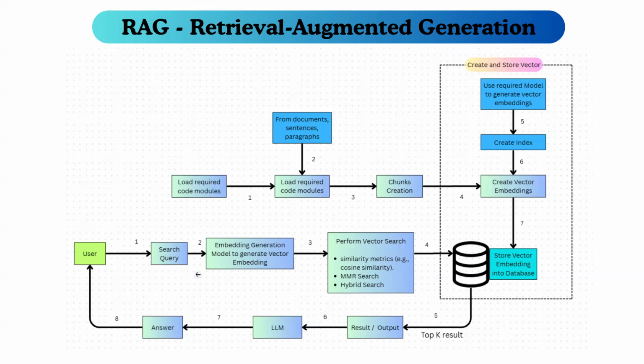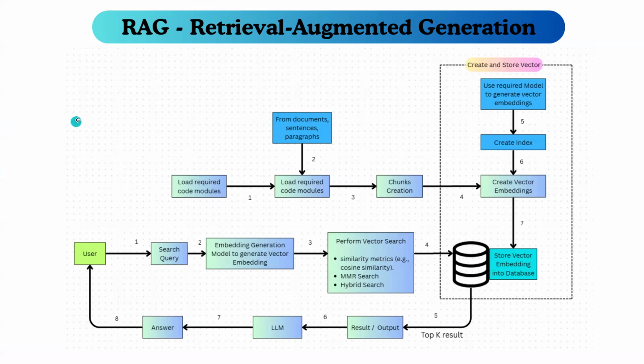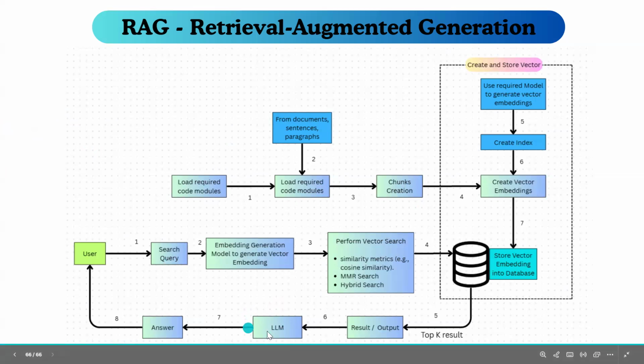Query vector with the stored vectors in the database to find the most similar or relevant pieces of information, usually return the top key results. Finally, large language models come into the picture to take these top results, understand the context, and generate the final well-structured answer for the user. So this was all about the overall process of RAG, how it works from having the content to embedding and getting the relevant result.